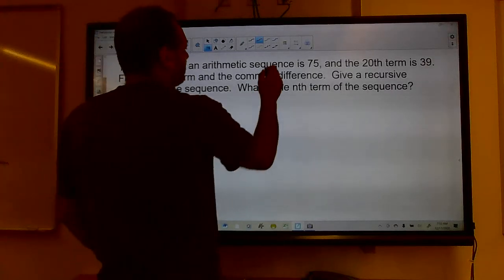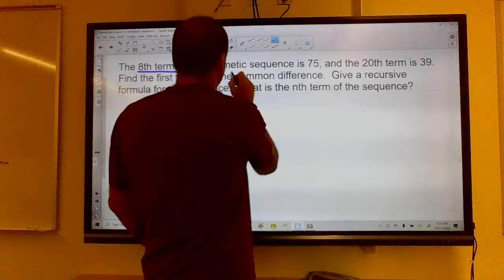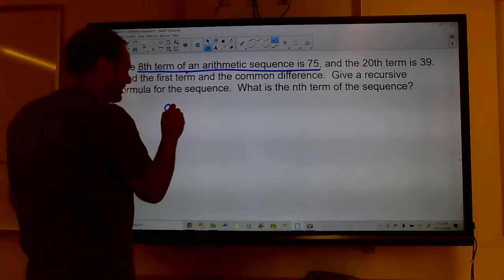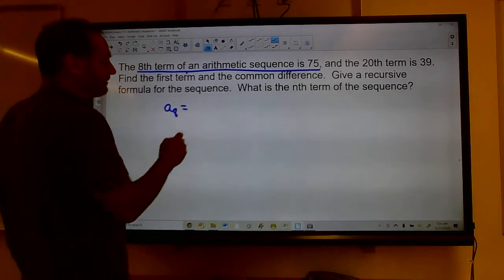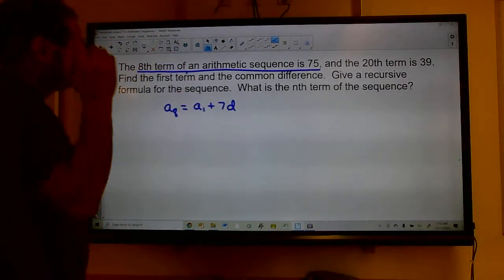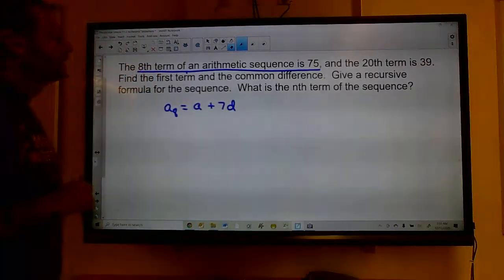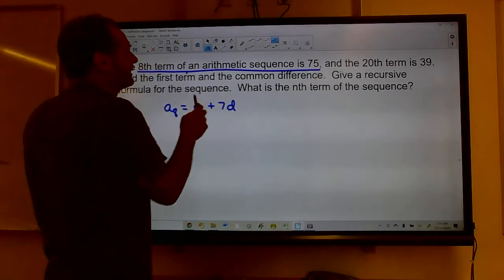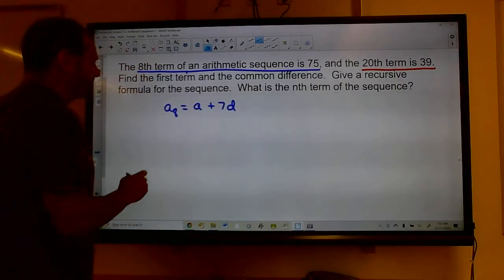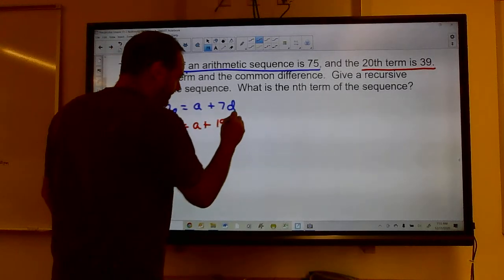Okay, so I've got 4 things to do here. The first thing I know is that the 8th term of an arithmetic sequence is 75. So what does that tell me? That a sub 8 is going to be the first term plus 7 common differences. Now, the next thing I know is that the 20th term is 39. So a sub 20 is the first term plus 19 common differences.